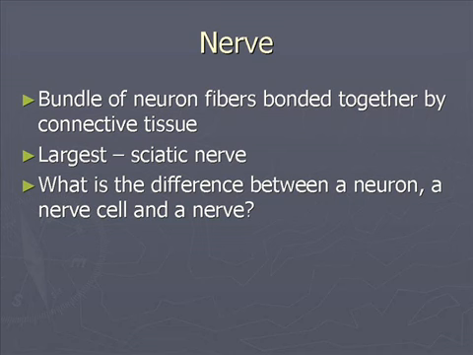And so I want to end on the difference between a neuron, a nerve cell, and a nerve, because this can be confusing for people. A neuron and a nerve cell are the same thing, and a nerve, as I said before, is a bunch of nerve cells or a bunch of neurons that make the nerve tissue, nerve.